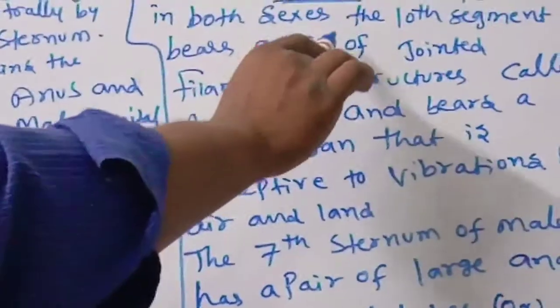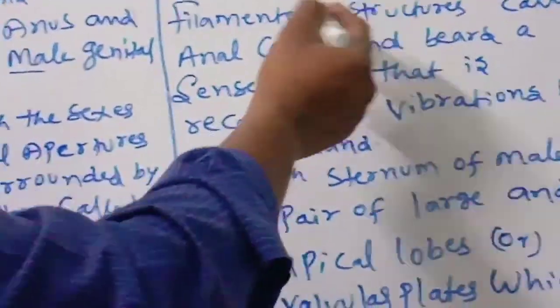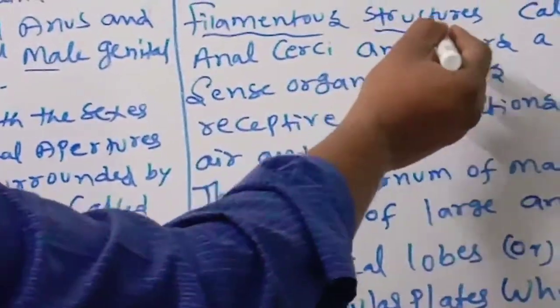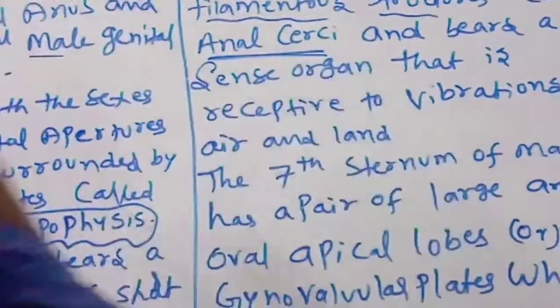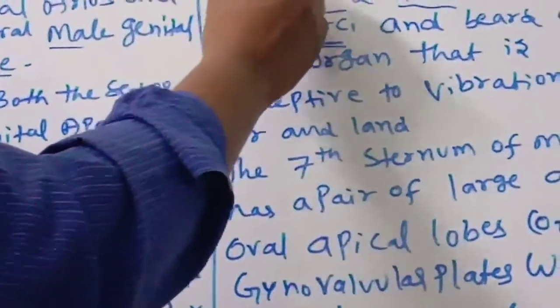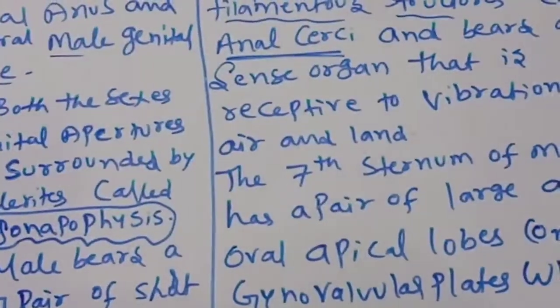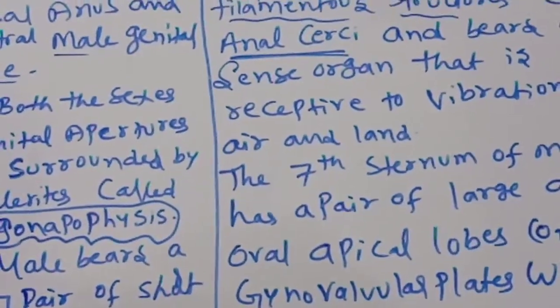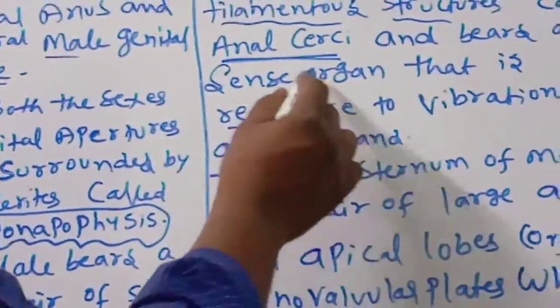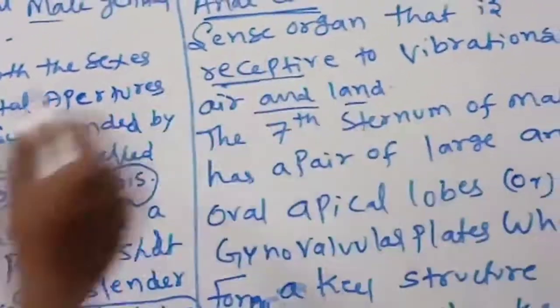In both sexes, the 10th segment bears a pair of jointed filamentous structures called anal cerci, and bears a sense organ that is receptive to vibrations in the air and land.